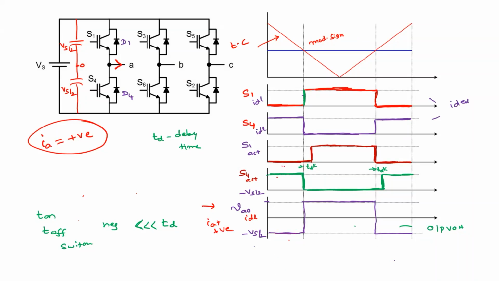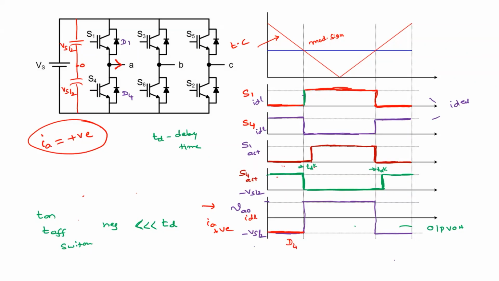That means you have a negative pole voltage, right? So which device is actually conducting here, for positive current? D4. D4, right? Agree? Yes, sir. So D4 is actually conducting, and from here to here there is no change in the output.